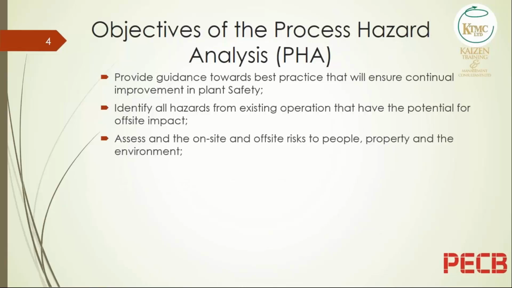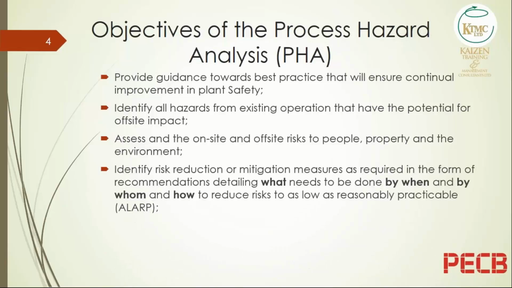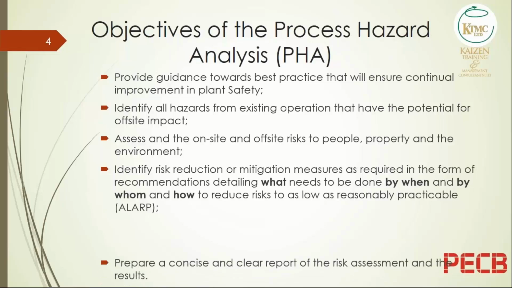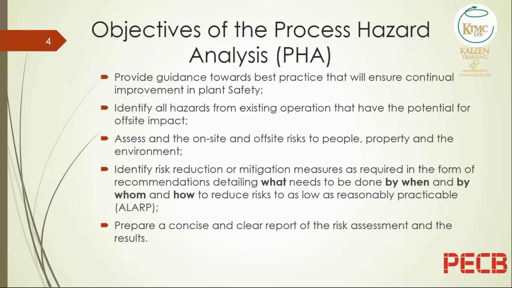PHA enables the assessment of the on-site and off-site risks to people, property, and the environment. It allows the users to identify risk reduction or mitigation measures as required in the form of recommendations detailing what needs to be done, when, by whom, and how, in order to reduce risks to as low as reasonably practicable. It also enables the participants to prepare a concise and clear report of the risk assessment and the results.